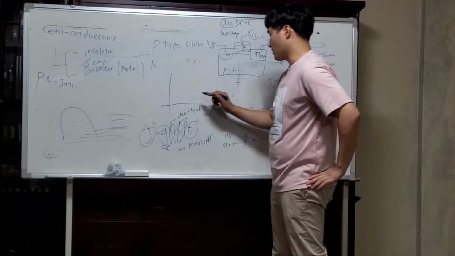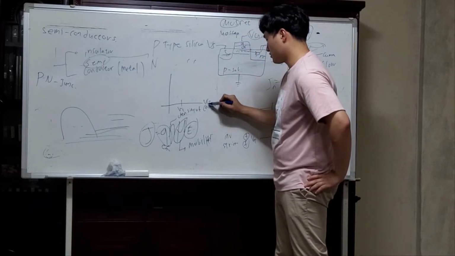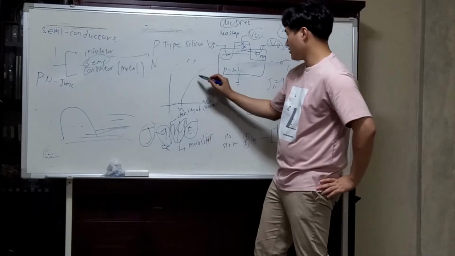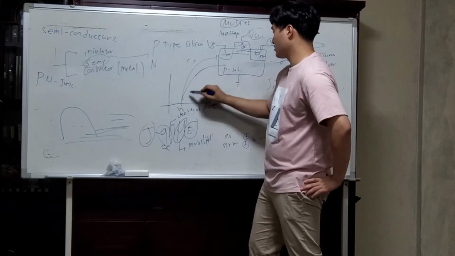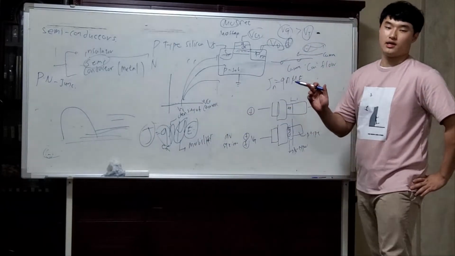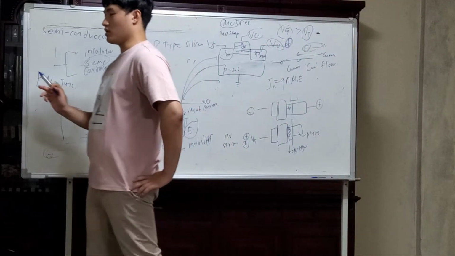So let's see, if the gate voltage is over the threshold voltage, it will be like this, and it will be the saturation current. Okay, I hope you understand how it works.